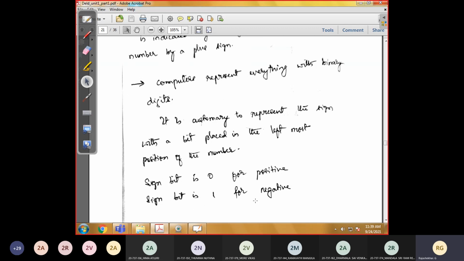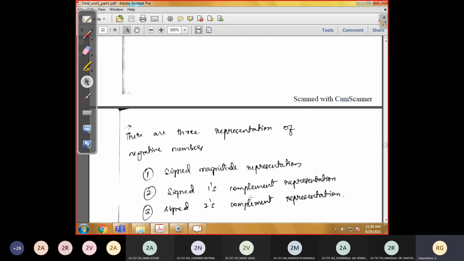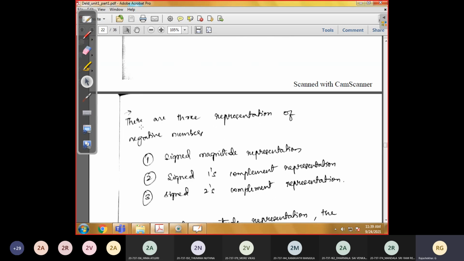Am I clear there? So we are using the leftmost digit of a binary number for representing the sign of the number. If the leftmost digit happens to be 0, it indicates the binary number is a positive number. If the leftmost digit is a 1, it indicates that the number is a negative number. Now going further, there are 3 representations of negative numbers.